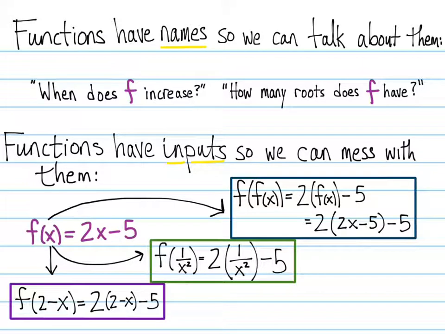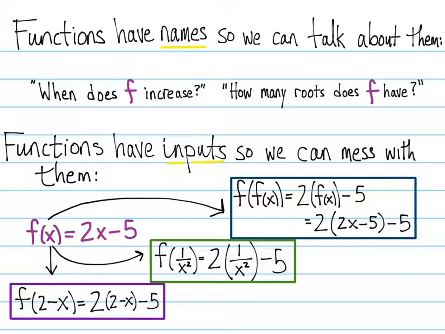So the reason why functions have names is so we can talk about them. We can ask questions like, when does f increase? How many roots does f have? Does f have a maximum? Does f have a minimum? Does f have an asymptote? Is it continuous? We give them names so we can talk about them.